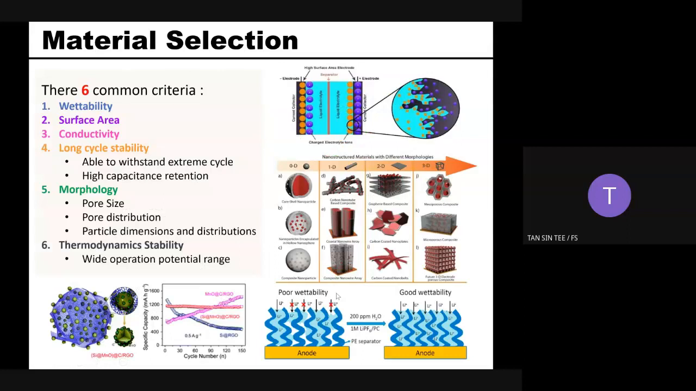And just now was a little bit of introduction about some of the nanomaterials that we have obtained from our research team. Now let me give you some introduction on how we can do the material selection and make use of this kind of nanomaterial in different kinds of applications. There are 6 common criteria that we normally look for. The first one is the wettability issue. In short, it is whether your material likes the water molecule or doesn't like the water molecule.